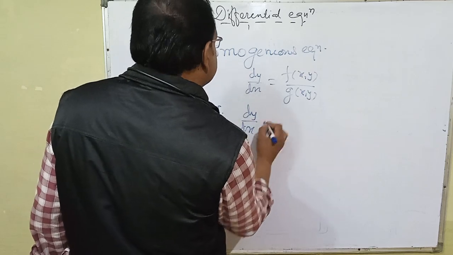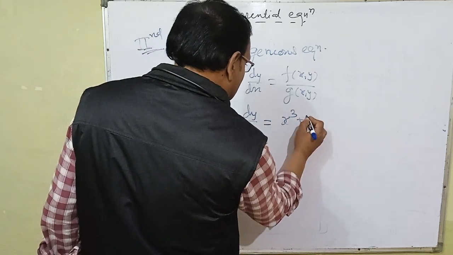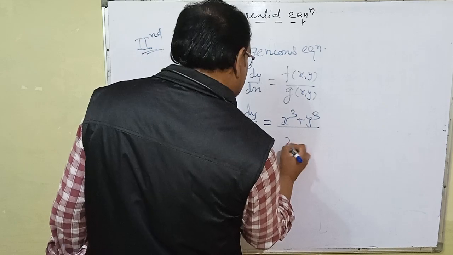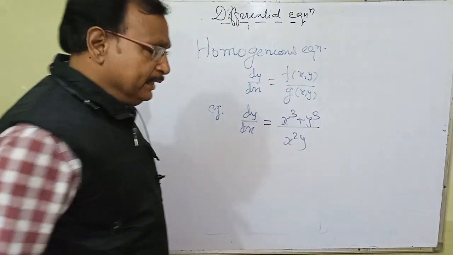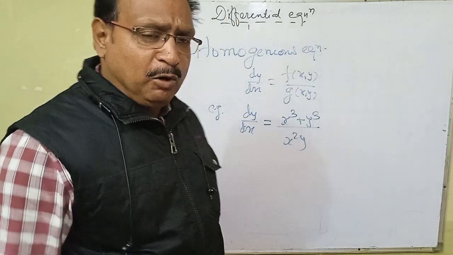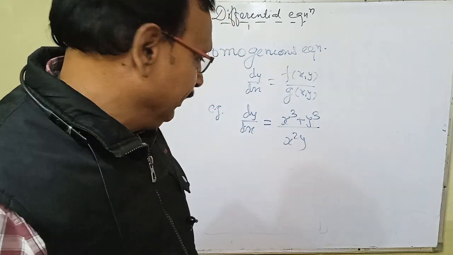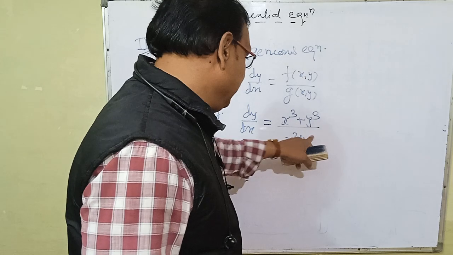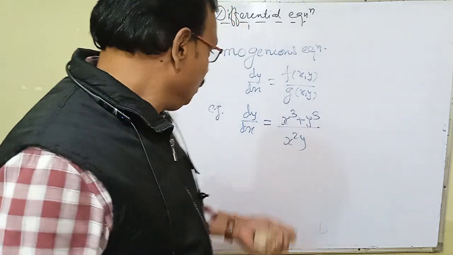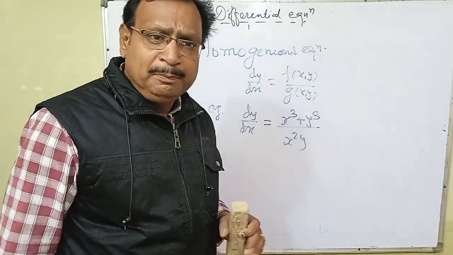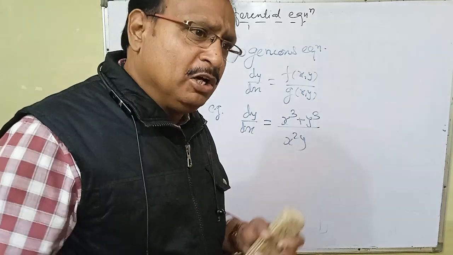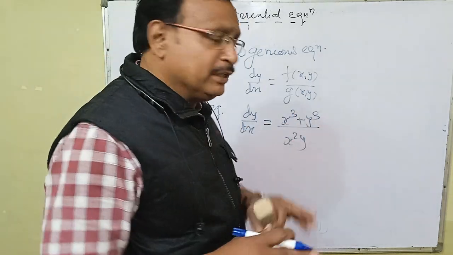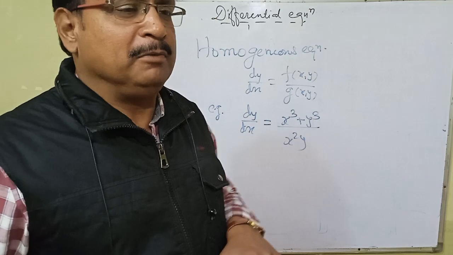For example, we take dy by dx is equal to (x cube plus y cube) upon x square y. Here we see that the power of the numerator variables is 3 and the denominator is also 3: 2 and 1, 2 plus 1, 3. So this equation is termed a homogeneous equation, and we have to change it into the form of separable variable.